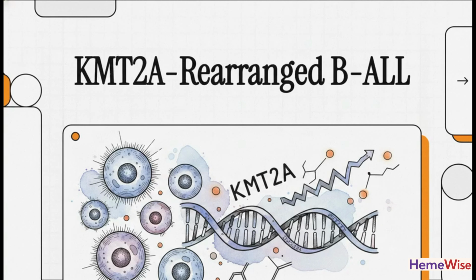Today, we're unpacking one of the most aggressive pediatric leukemias out there, B lymphoblastic leukemia with KMT2A rearrangement. We're going to dive deep into the WHO 5th edition criteria, bridging that gap between the underlying translational biology and exactly how it hits the clinic.